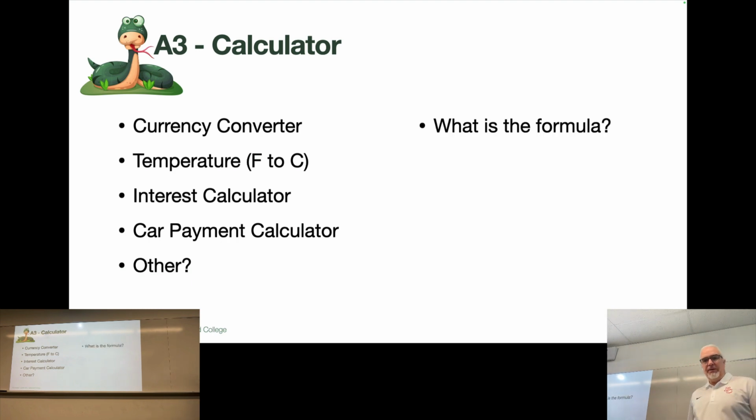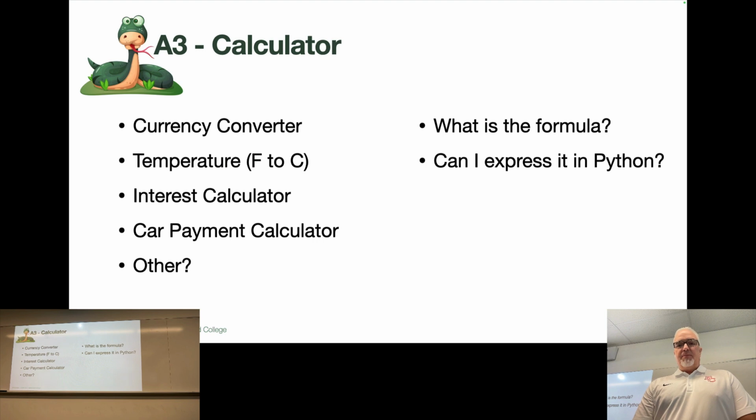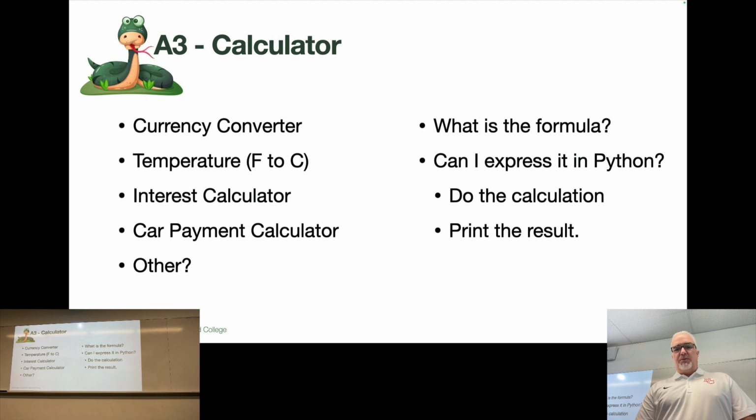So you're going to ask yourself, what is the formula? So with the calculation of a rectangle, I know the formula is length times height. And so expressing that in Python, how does that look in a Python formula? Do I need to put it on multiple lines? Do I need to use parentheses, et cetera? I want to do the calculation and print the result. And then I'm just going to test it a few times to make sure that it works with different numbers.